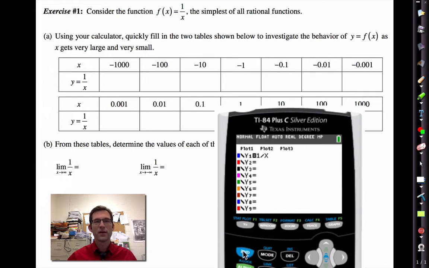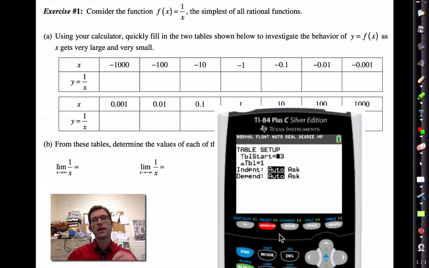Now, unlike when we were investigating limits where we were getting infinitesimally close to a particular value of x, what I want to do now is not worry about where the table is going to start. I'm not going to worry about what my delta table is. In fact, I'm going to go down to this line where it asks independent, and you notice how it says automatic. What I'm going to do is change that to ask. So I have to go over and hit return on ask. Notice it's highlighted now. I'm not going to do anything with the dependent variable. I'm just going to leave that the way it is. It's going to ask me now what the input variables are.